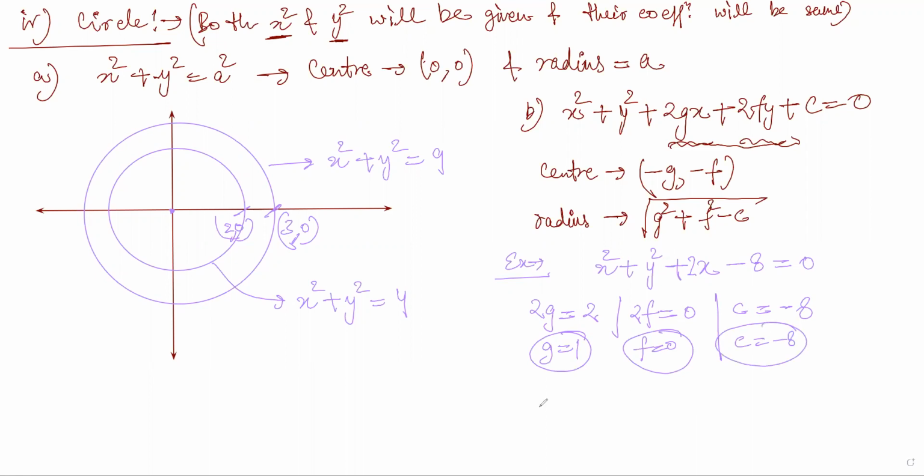So you can say that center is minus g comma minus f, that is minus 1 comma 0, and radius is the square root of g square, which is 1, f square, which is 0, minus c. So 1 minus minus 8, which is 9, and hence the radius is 3.